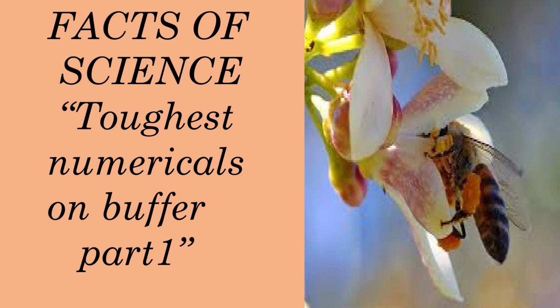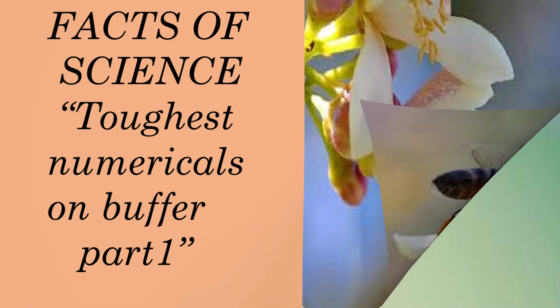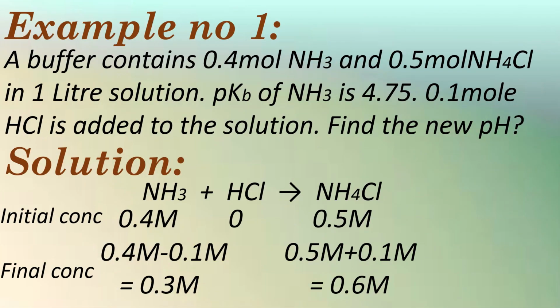In this video, I will tell you how to solve toughest numericals on buffer part 1. Example number 1. A buffer contains 0.4 mole ammonia and 0.5 mole ammonium chloride in 1 liter solution. pKb of ammonia is 4.75. 0.1 mole HCl is added to the solution. Find the new pH.